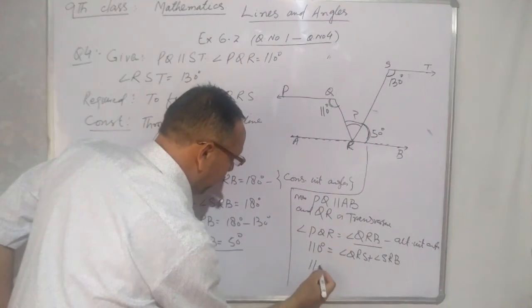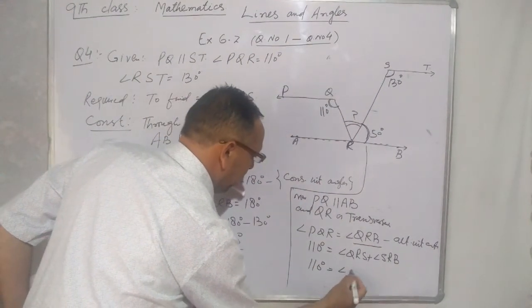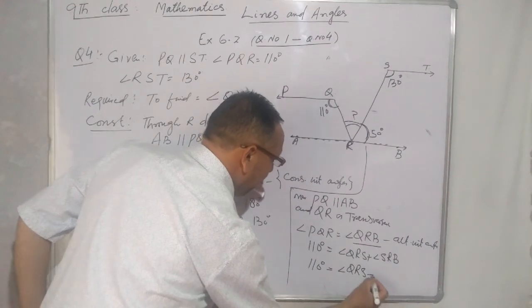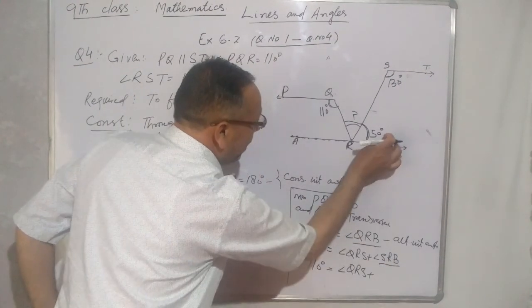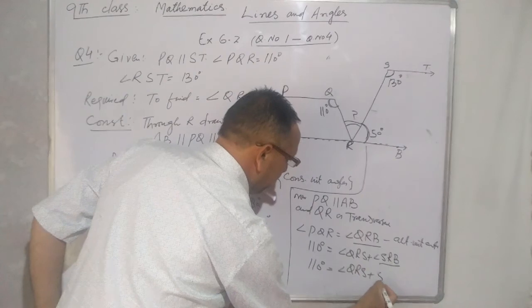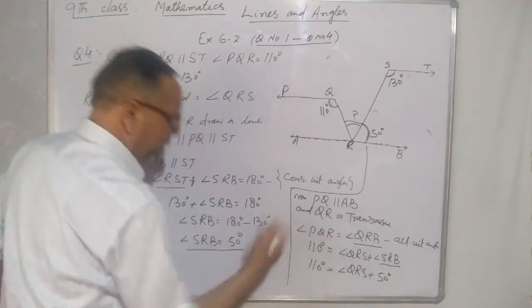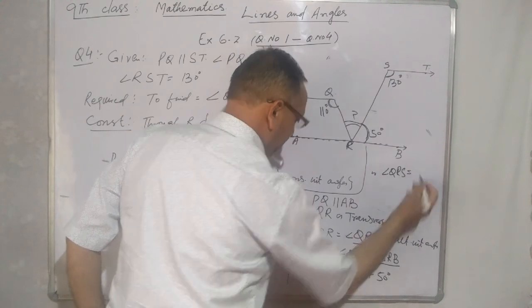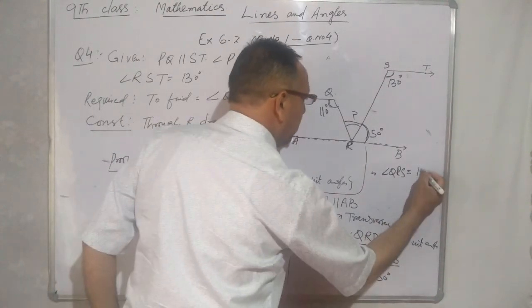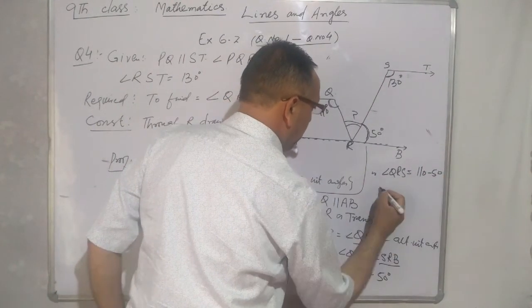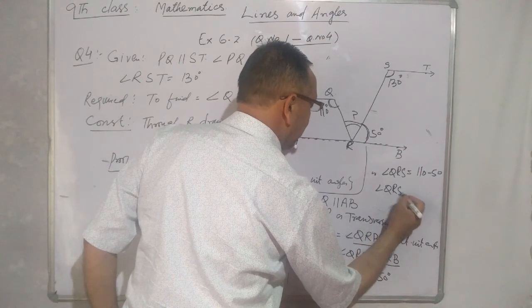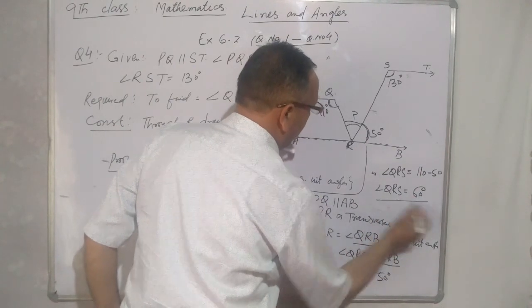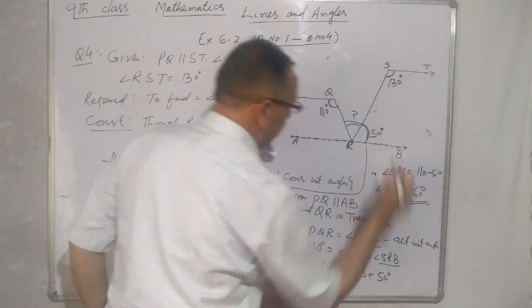110 degrees is equal to angle QRS plus angle SRB. We have already found it out, it is 50 degrees. That means angle QRS is equal to 110 minus 50. Angle QRS is equal to 60 degrees. That means this angle QRS is equal to 60 degrees.